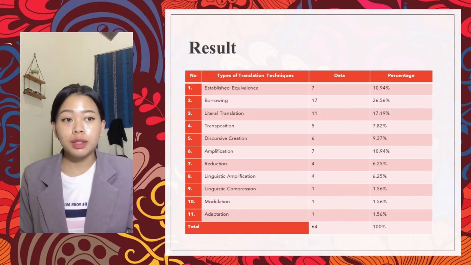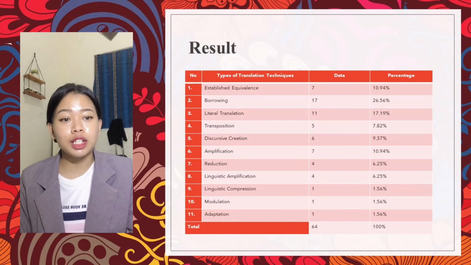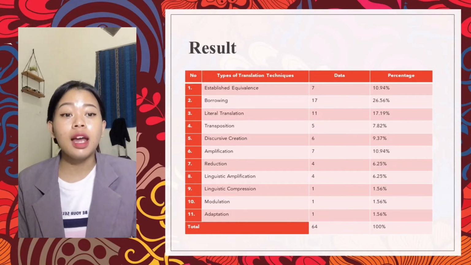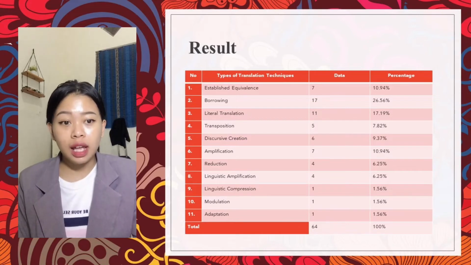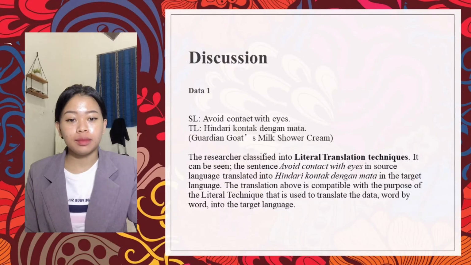Established equivalence with 7 data, borrowing with 17 data, literal translation with 11 data, transposition with 5 data, discursive creation with 6 data, amplification with 7 data, reduction with 4 data, linguistic amplification with 4 data, linguistic compression 1 data, modulation with 1 data, and adaptation.